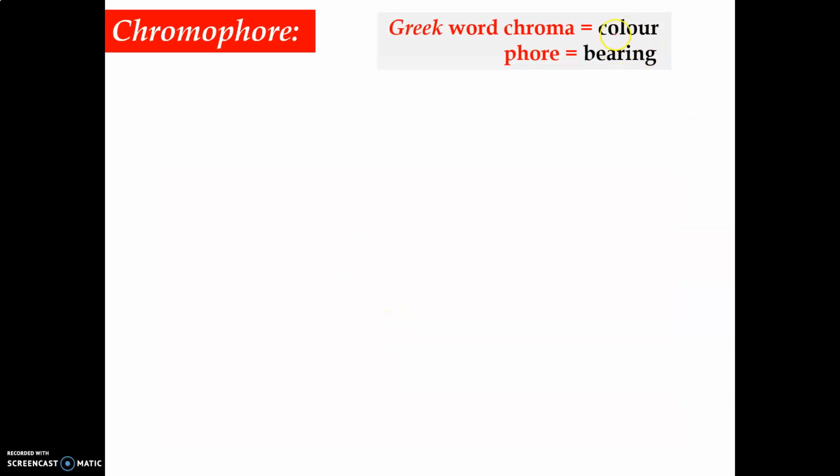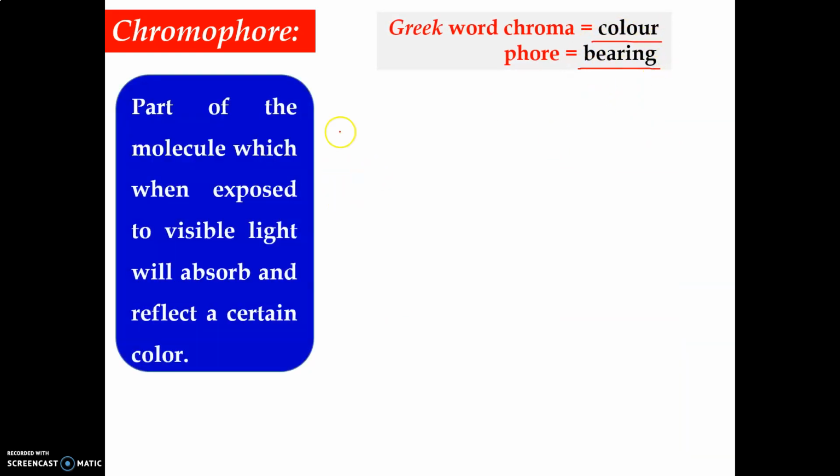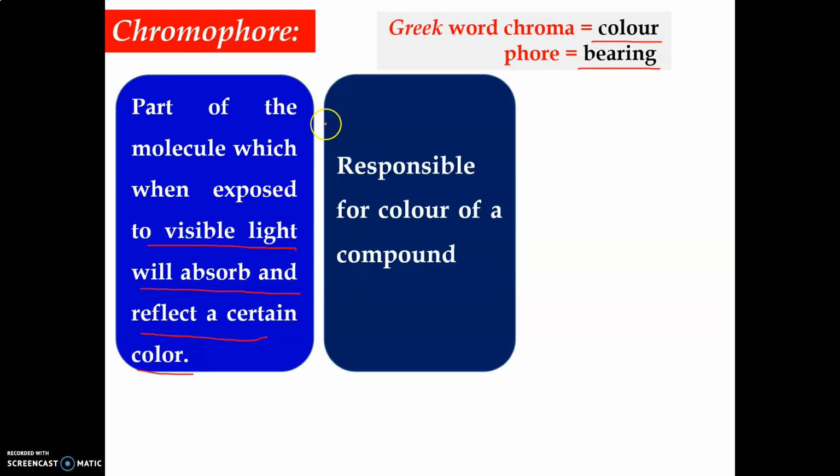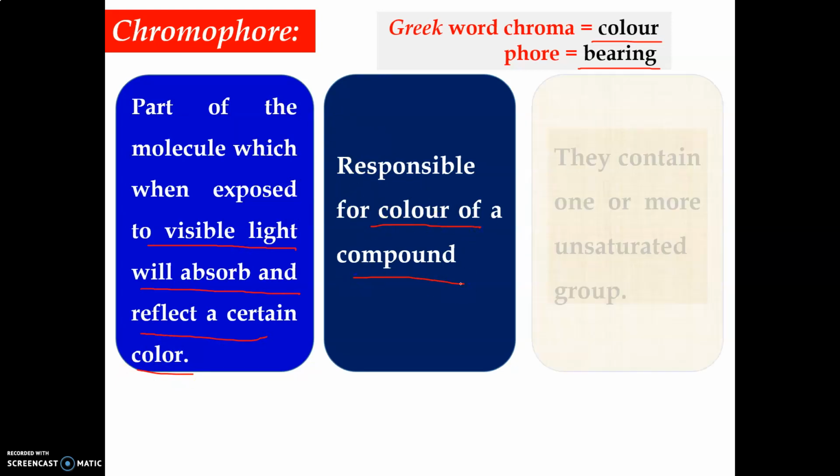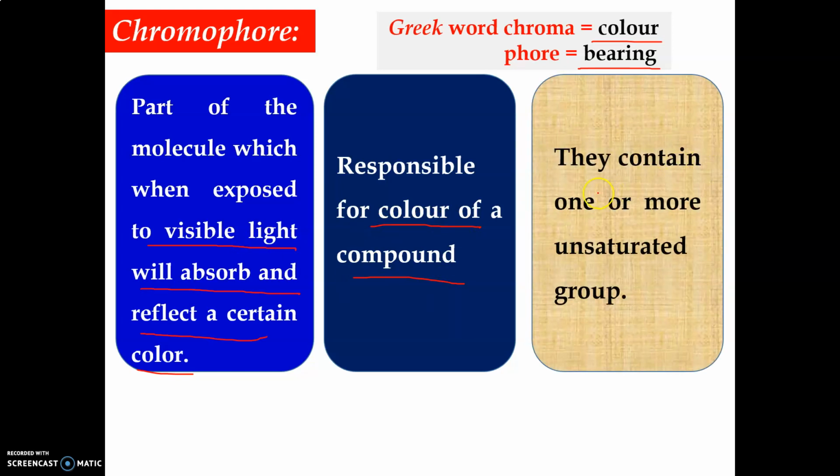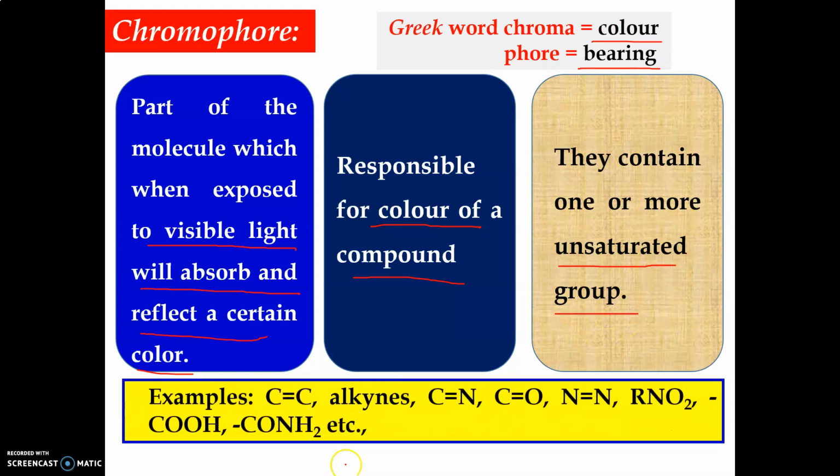Chroma means color, phore means bearing, and it is a part of the molecule which, when exposed to visible light, will absorb and reflect a certain color. And this chromophore is responsible for the color of a compound. So it should contain one or more unsaturated groups. I will explain the examples.